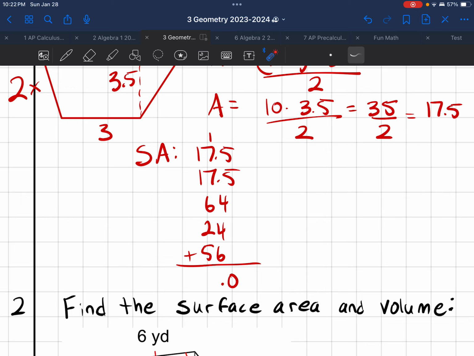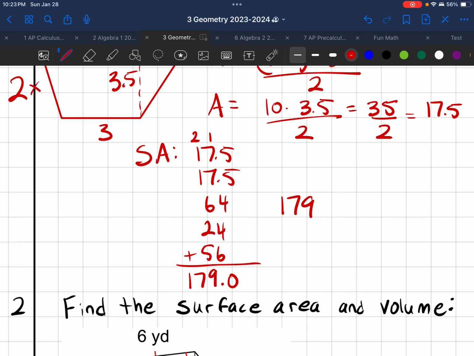15 and 4 is 19. 19 and 4 is 23. 23 and 6 is 29. So I'm going to say 29. And then I'm saying 2 plus 1 is 3, plus 1 is 4, plus 6 is 10, plus 2 is 12, plus 5 is 17, so 17. And there's my final answer. It's going to be 179.